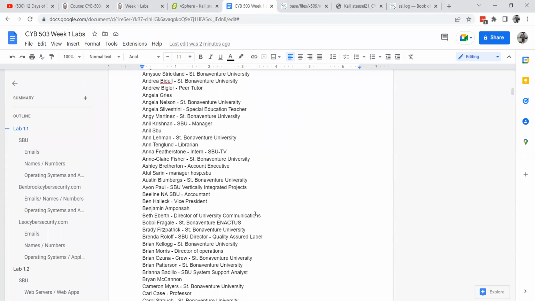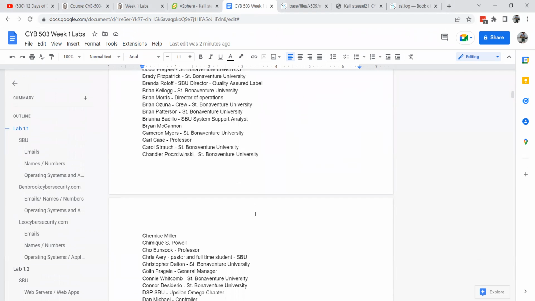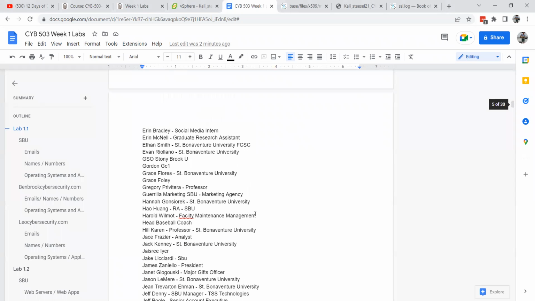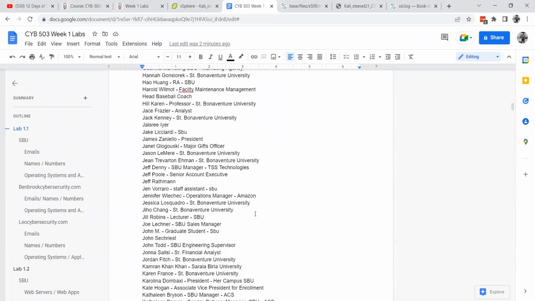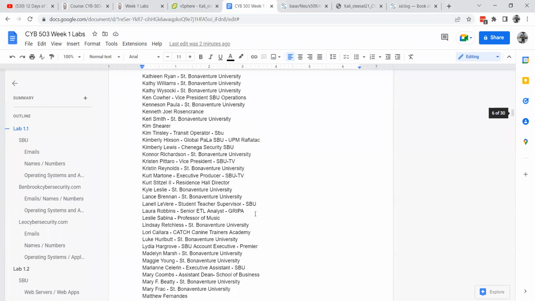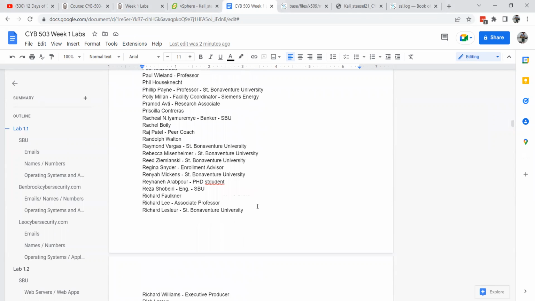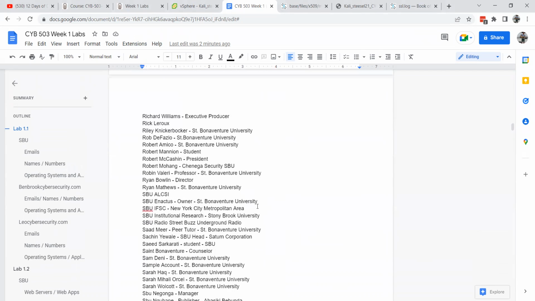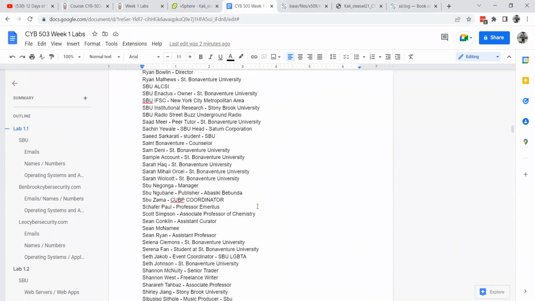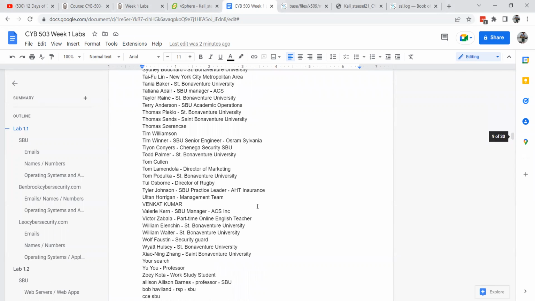The interesting thing was theHarvester picked up some interesting information off of LinkedIn. I know that a lot of these are students, but also some of these are faculty as well, and there are a good number of them. Yeah, it just keeps going, which is to be expected because everyone wants to let the world know that they're attending SBU.